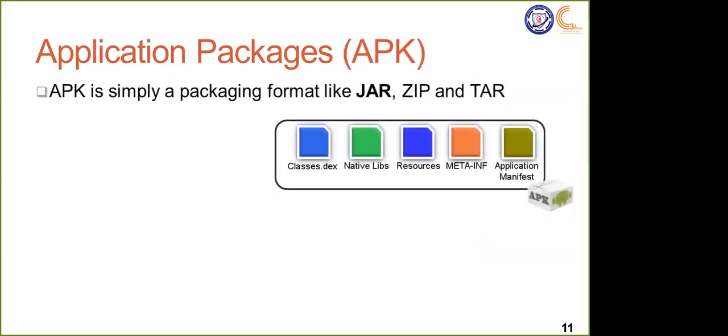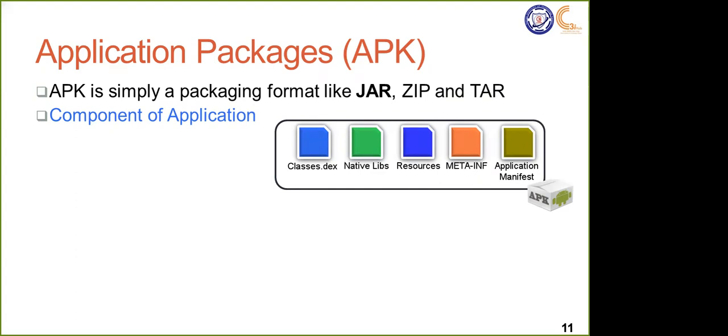So let's see what exactly an application contains. An APK is simply a packaging format like a jar file, zip or tar file. It contains 5 components. First is the code of an application, which is contained in the classes.dex file.